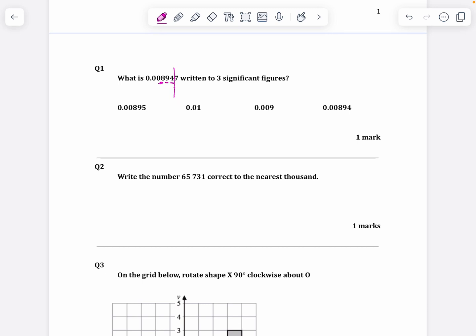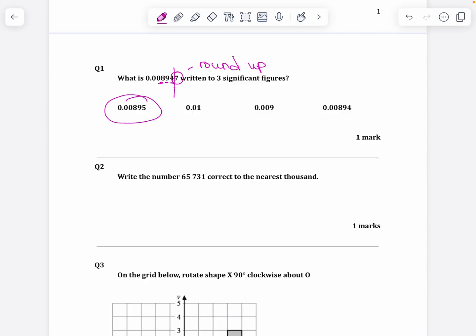You have to decide, is it going to stay 0.00894 or round up to 0.00895? The next number tells you to round up because it is 5 or more. So this is our answer. So it's 0.00895.